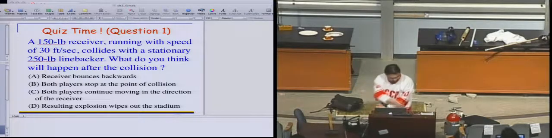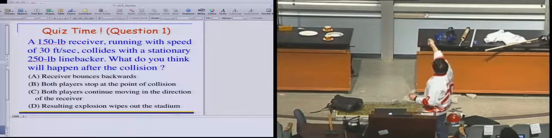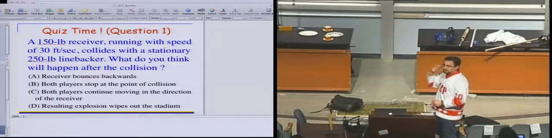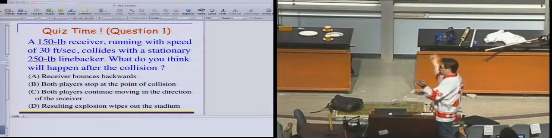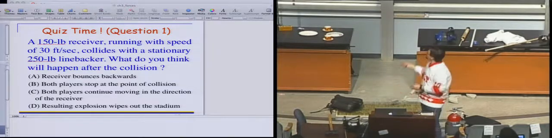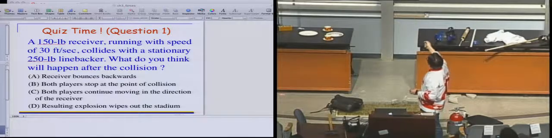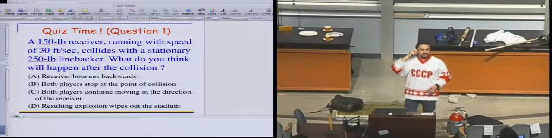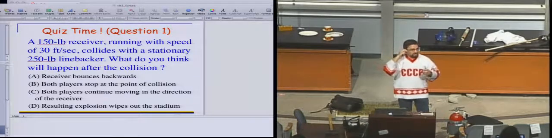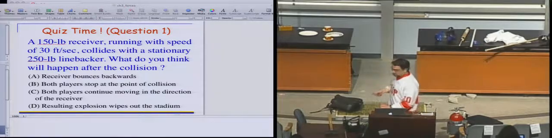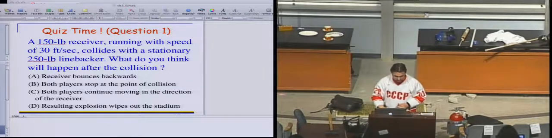So the answer A is receiver will bounce backwards from this heavy defender. Answer B is that both players will kind of stop and fall down. Or both players can continue moving in the same direction as the guy running. Or if you've seen the last Batman movie, an explosion can happen. Okay, my software is running, so let's start the poll. I'll give you a minute.